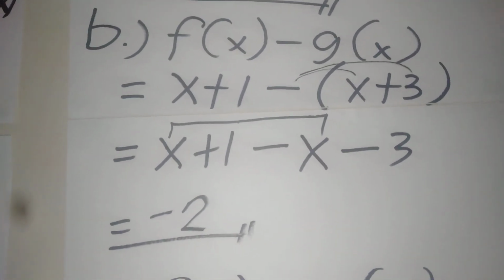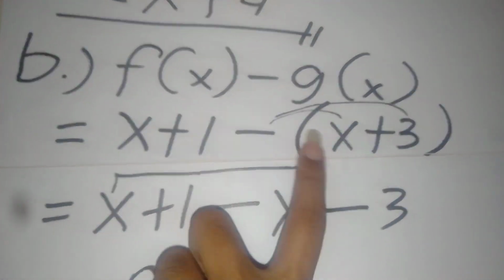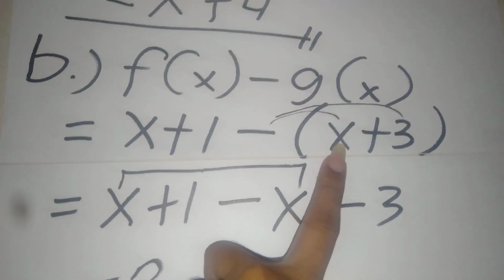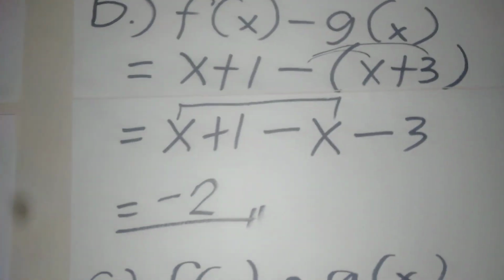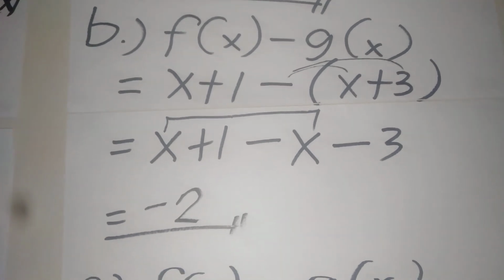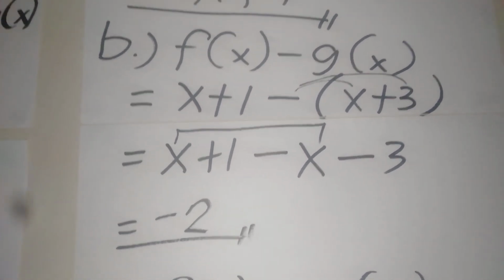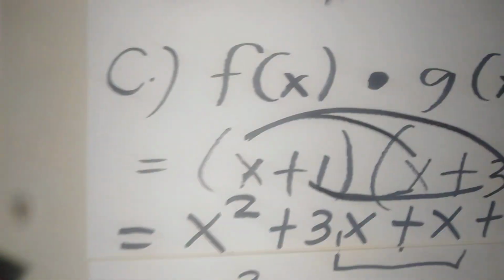So copy ka x plus 1, then distribute din the negative, the minus. Negative times positive, mao nang minus x. Negative times positive, mao nang minus 3. Then combining like terms, x minus x. 1 minus 1, so 0, diba? So wala na yung x. Then 1 minus 3, that's negative 2. So the answer for this one is negative 2. Let's proceed to letter C.